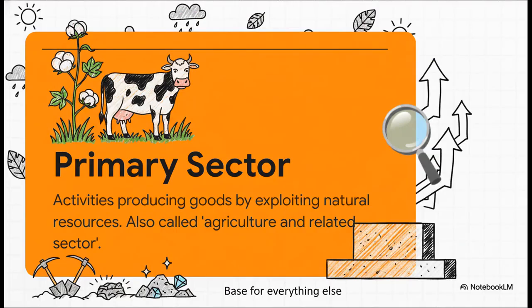First up, we have the primary sector. Now, the key word to remember here is natural resources. This sector includes any activity that directly uses nature to produce something. For example, farming, where we use land and water, or fishing, where we take fish from the sea, or mining, where we extract minerals from the earth. That's why it's also called the agriculture and related sector. It's the base of the economy.